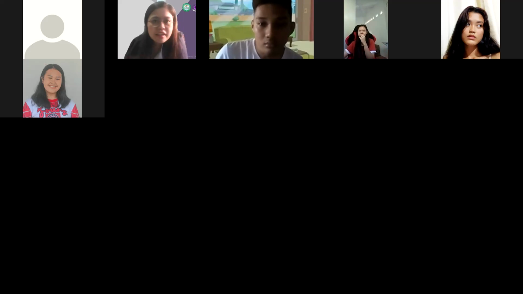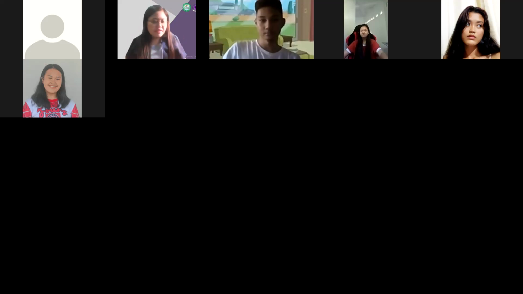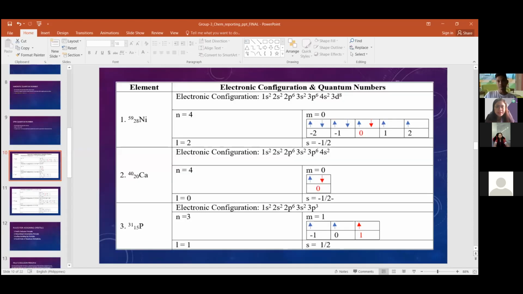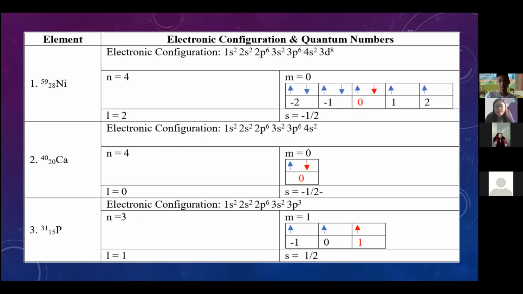Can you share again the PPT? Let us check. Starting from the first, number 1. Let us check. Okay, so this one is for the electron configuration and quantum numbers. You are allowed, class, to have your index card for the pattern or the arrangement of the orbitals for the electron configuration. So I hope by now you have that index card.